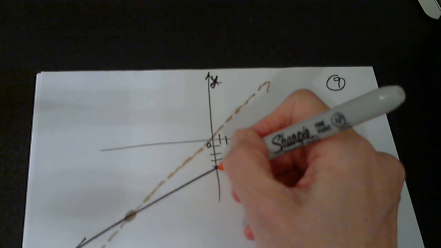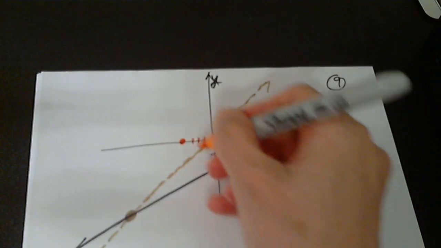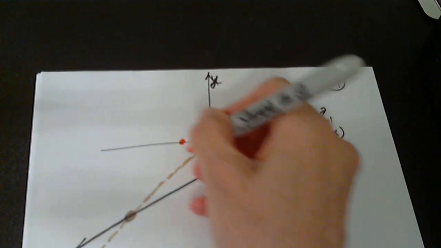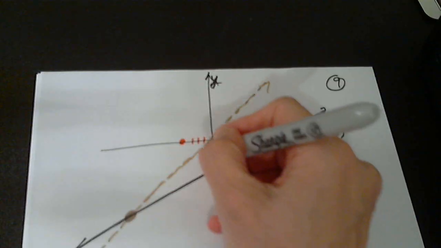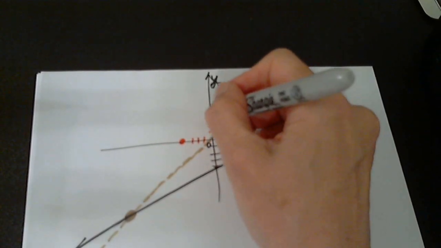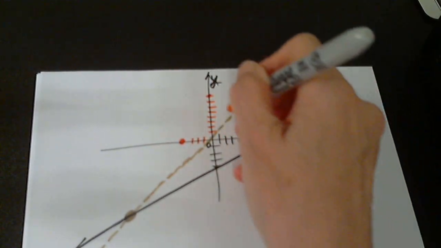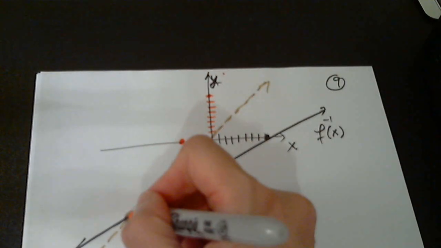So this was 0, -4. The mirror image with respect to this line. Good. And indeed 0, 8. Mirror image. And of course this point.